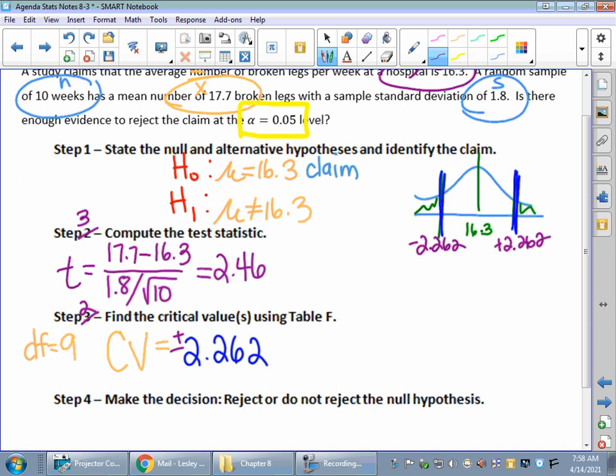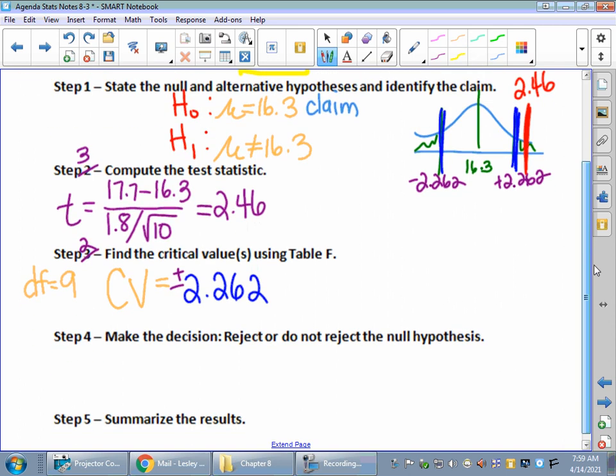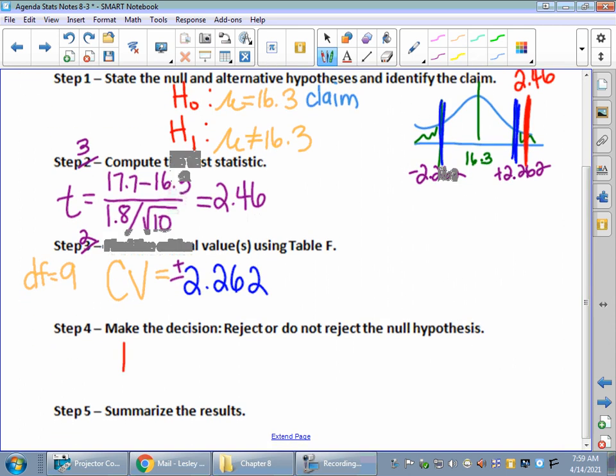All right. So now we just have to make a decision. So if 2.262 is my dividing line and my very sloppily shaded little part is my rejection region, my test statistic was at 2.46. So on the positive side, my test statistic comes out to something like right here, right? This would be 2.46. So my test statistic is inside my rejection region. So I am going to reject H sub 0.